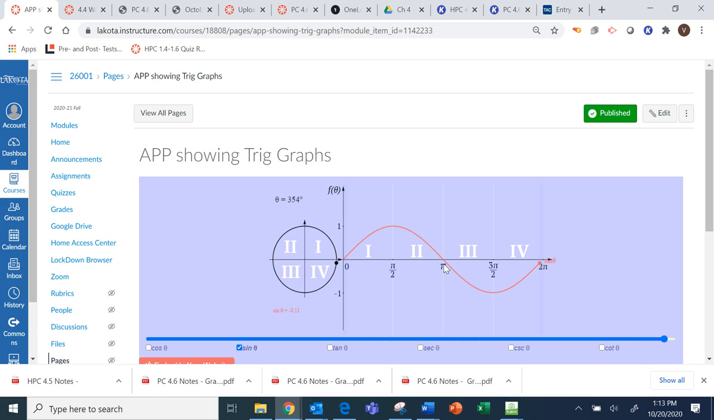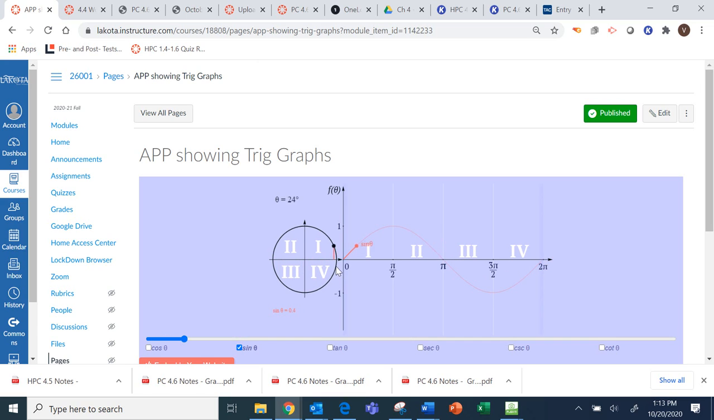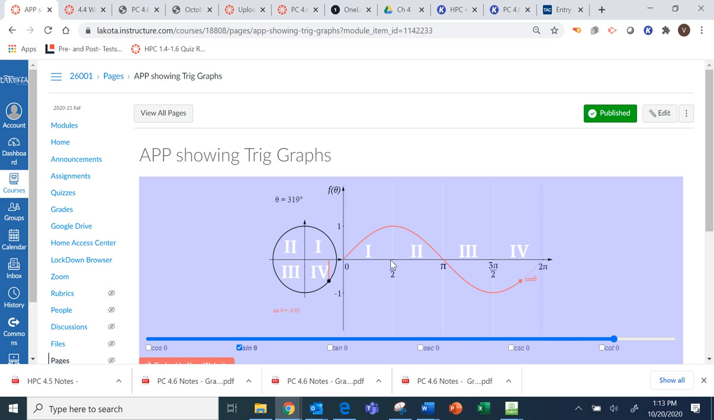Pi, it's 0. 2 pi is 0. So those are really easy to graph. Now they have it divided out. They put exactly in between 0 and pi is pi over 2, exactly in between pi and 2 pi is 3 pi over 2. Also conveniently, what happens to sine at pi over 2?